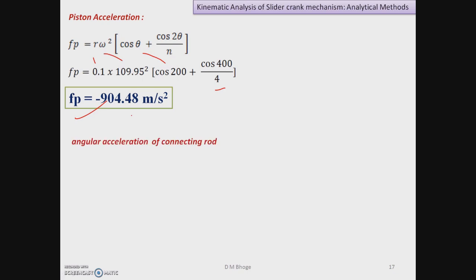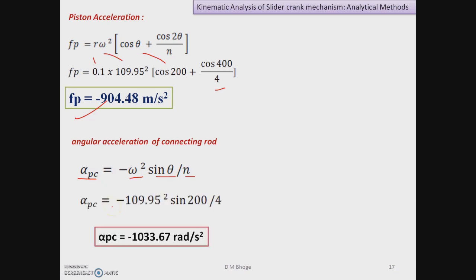The next, the angular acceleration of connecting rod, which is determined using this equation. Alpha PC equals minus omega square, where omega is crank speed, sine of theta, where theta is crank displacement, and upon n, where n is obliquity ratio. Now, after substituting the values, we get the angular acceleration of connecting rod as minus 1033.67 radian per second square.